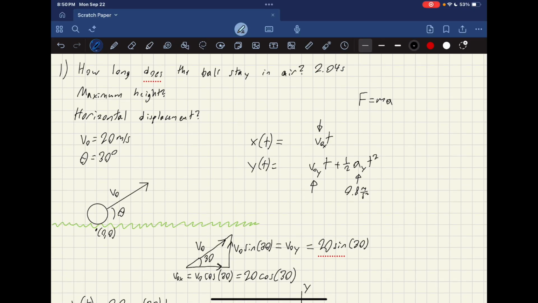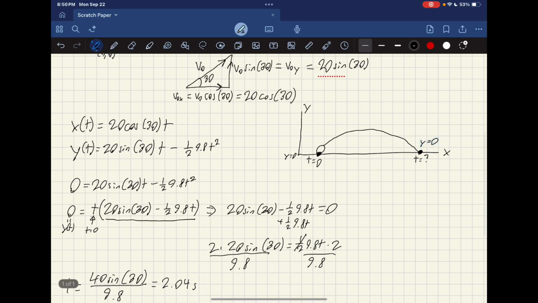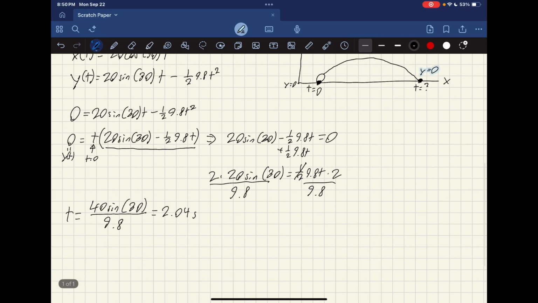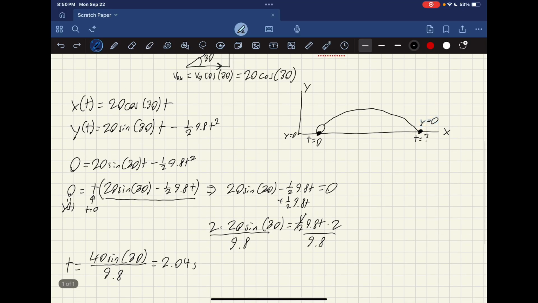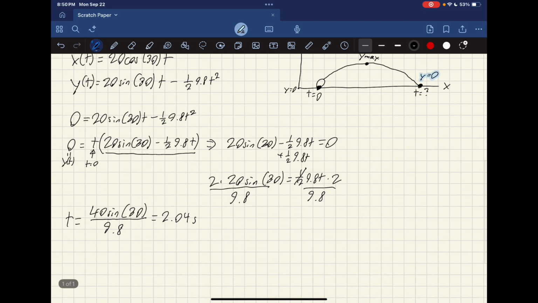Okay, next question we want is the maximum height. We've already determined that it's going to take 2.04 seconds for the ball to travel its total path. And we can determine the maximum height by again returning to our diagram. It follows a very nice quadratic arc. This makes sense because if you look at the equation for y of t here, it is a quadratic. And so we want the time at this point, which will give us our y max. That's right in the middle of the arc.